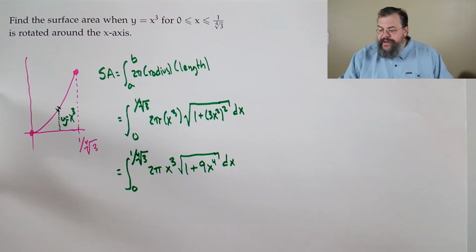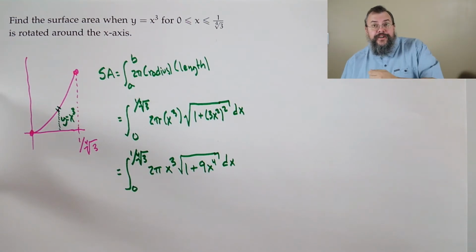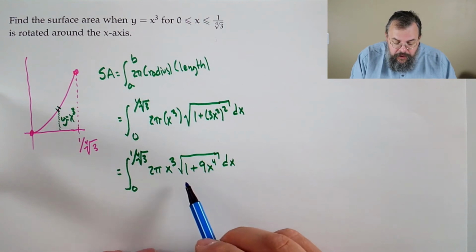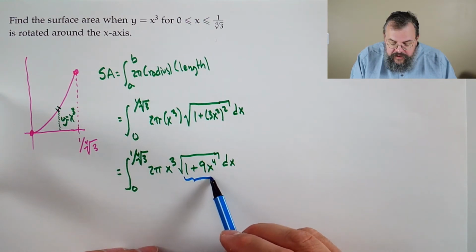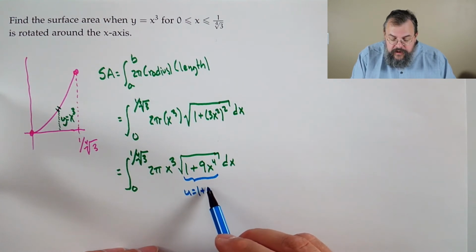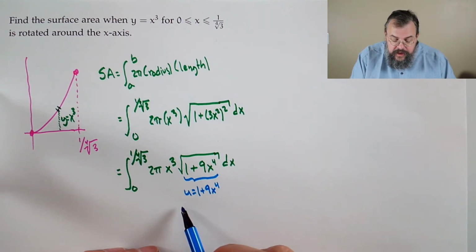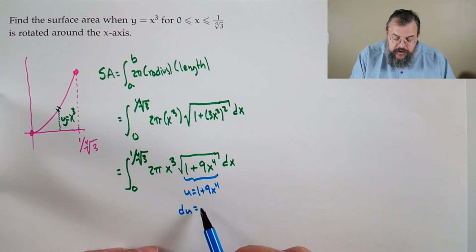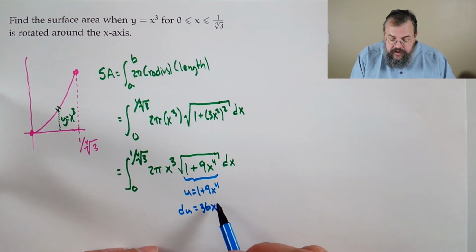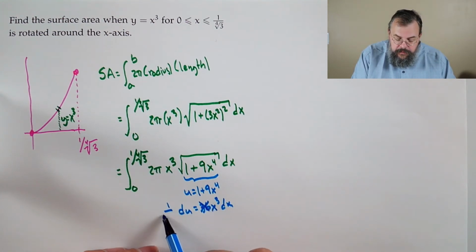Perfect. This is setting ourselves up for something nice to happen. Because when I take the derivative of x to the 4th, I get something that looks like x to the 3rd. So that tells us there's a good substitution to make. Substitution often is an inside job. So u equals 1 plus 9x to the 4th. Then du is 36x to the 3rd dx, because we're bringing the 4 down. There's not really a 36 there, so we'll move that to the other side, 1 over 36.